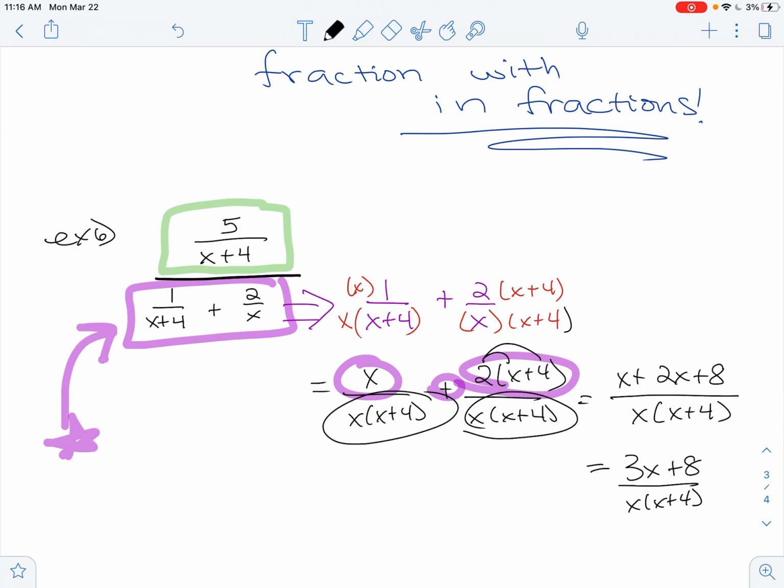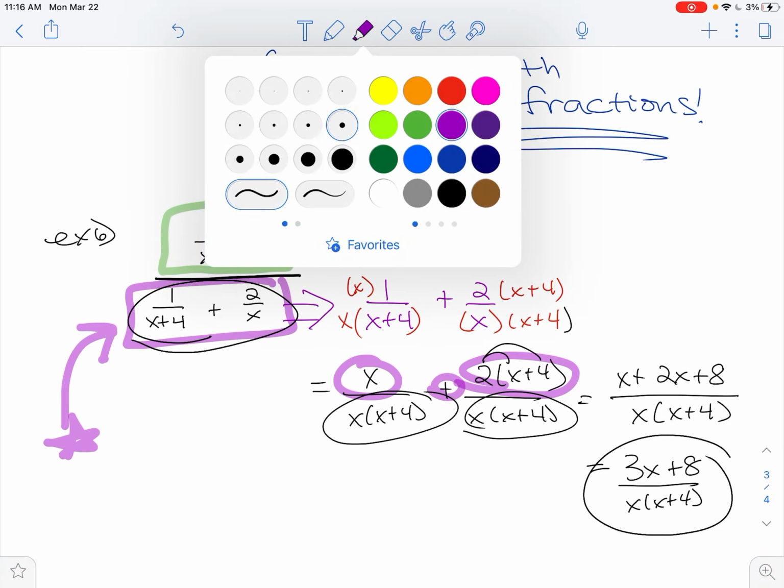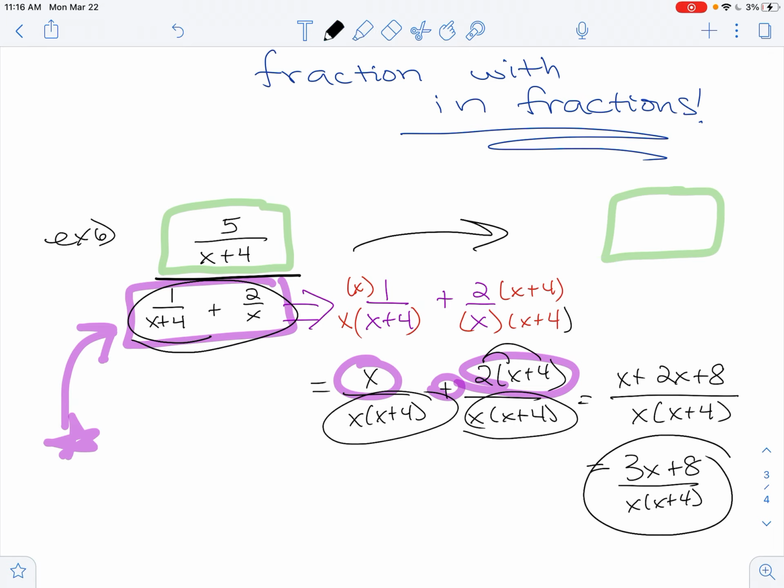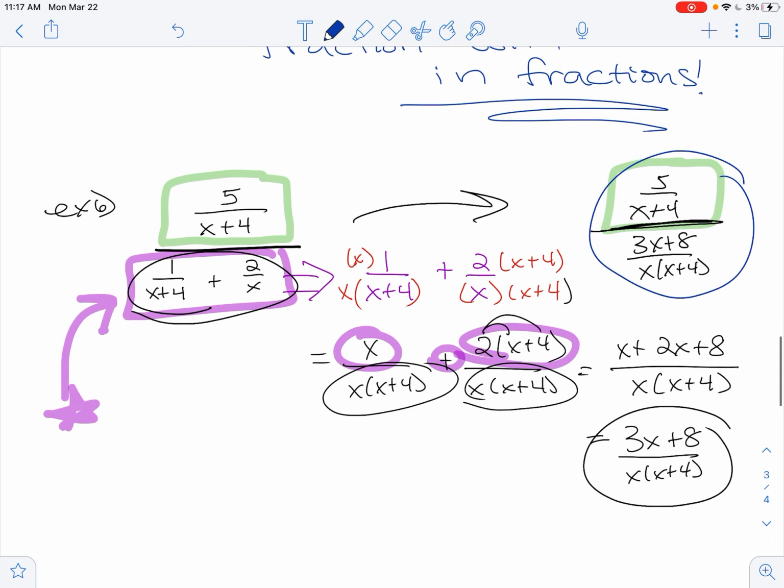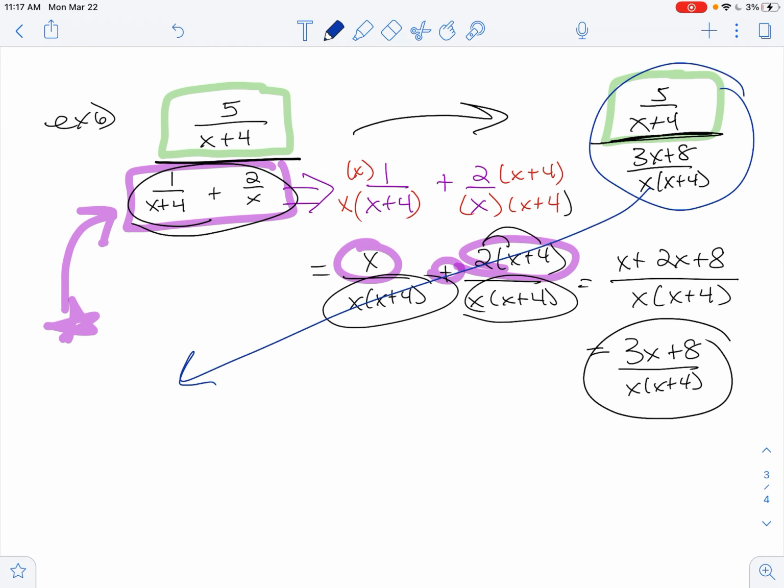Okay, now remember, that is just replacing the denominator here. So if we rewrite this, and in the numerator, we still have 5 over x plus 4 all over 3x plus 8 all over x times x plus 4. Now keep in mind, remember when we have a fraction divided by a fraction, we're going to multiply by the reciprocal. So I'm going to move this down right here. So we're going to multiply by the reciprocal of the second fraction.